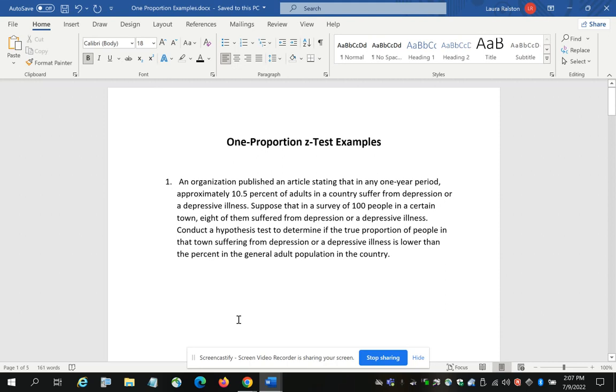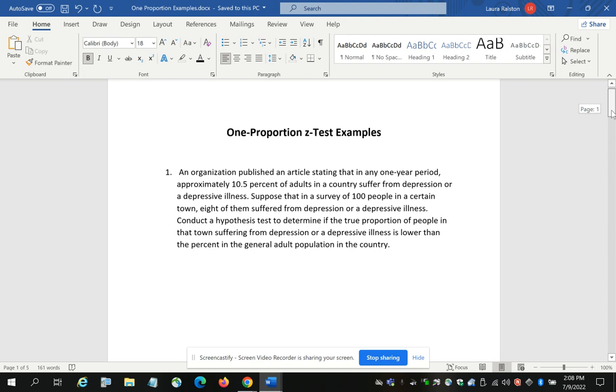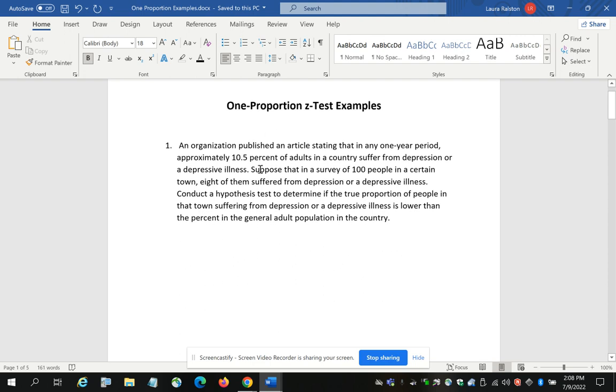I wanted to work through some examples for the one proportion z-test. They are hypothesis tests, so we follow the same basic steps that we have previously learned, but our focus now is going to be on a proportion, specifically a population proportion, where previously our focus has been on a one mean, specifically a population mean test. And so I'll point out some ways you can tell the difference between these tests.